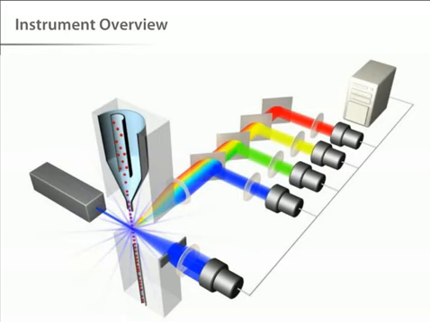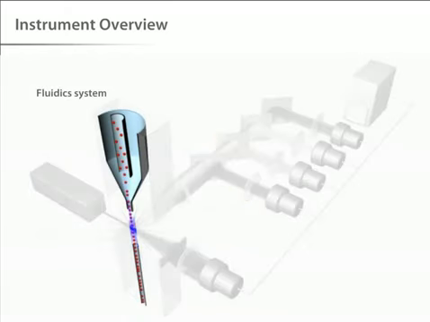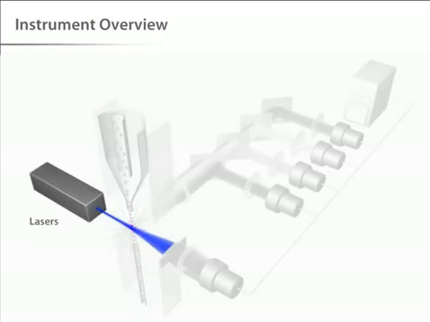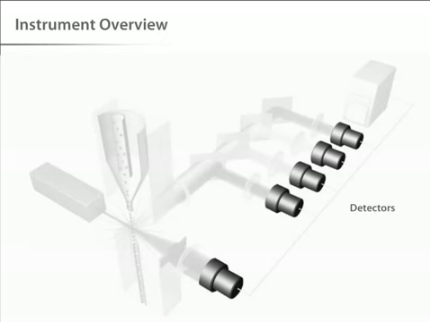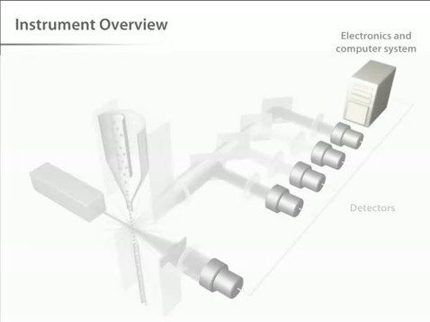These are the fluidic system, which presents samples to the interrogation point and takes away the waste; the lasers, which are the light source for scatter and fluorescence; the optics, which gather and direct the light; the detectors, which receive the light; and the electronics and the peripheral computer system, which convert the signals from the detectors into digital data and perform the necessary analyses.